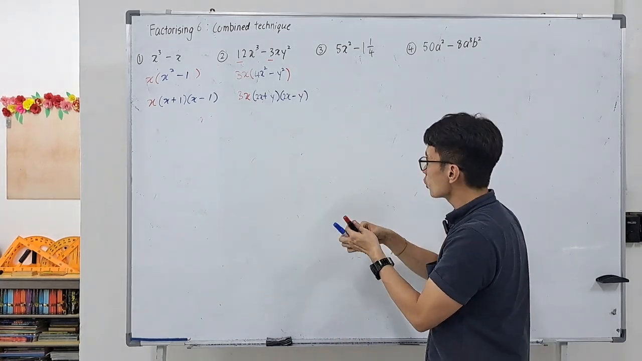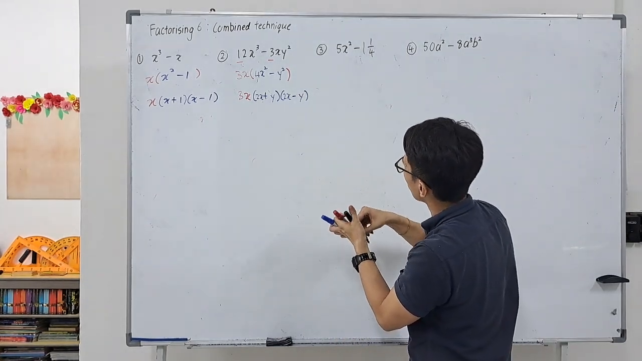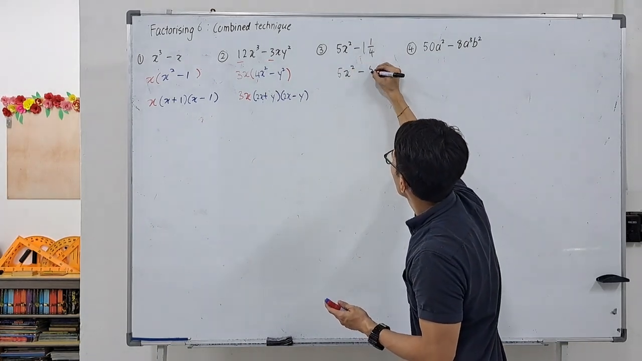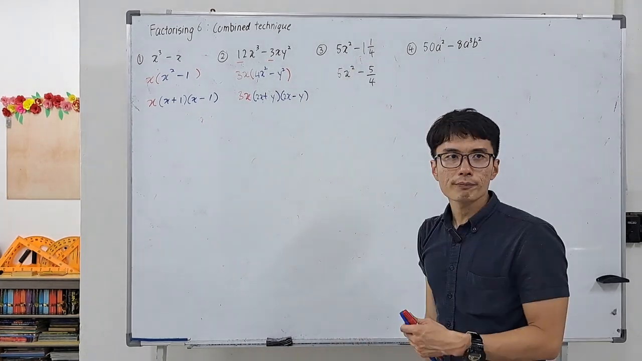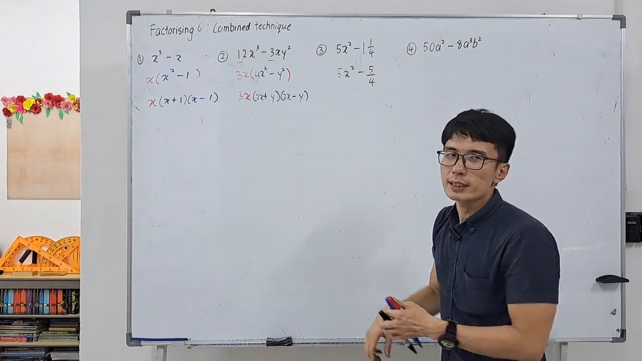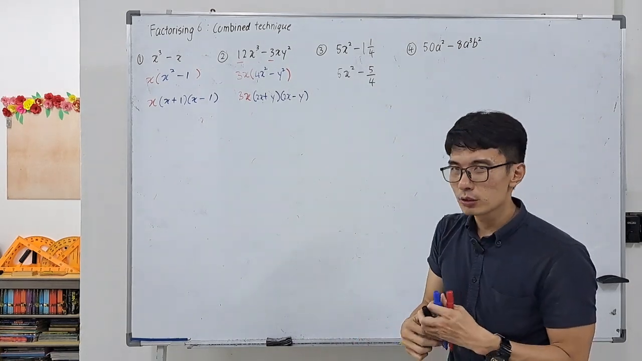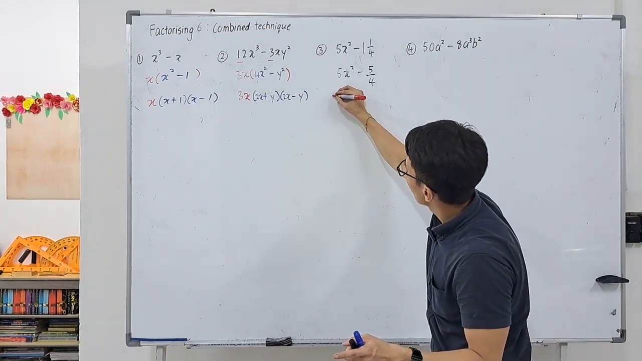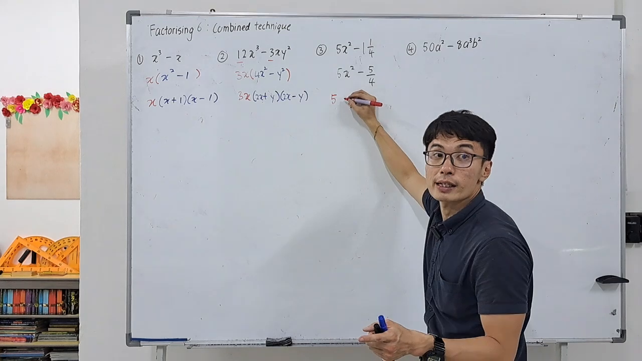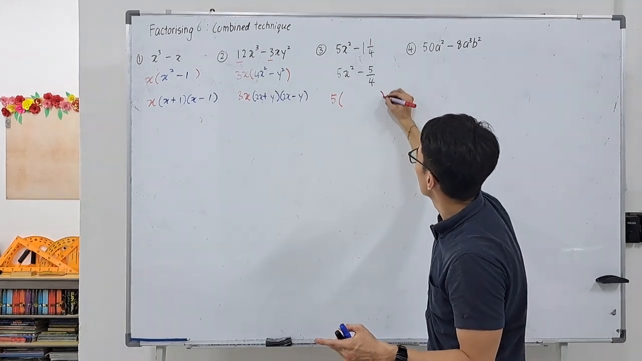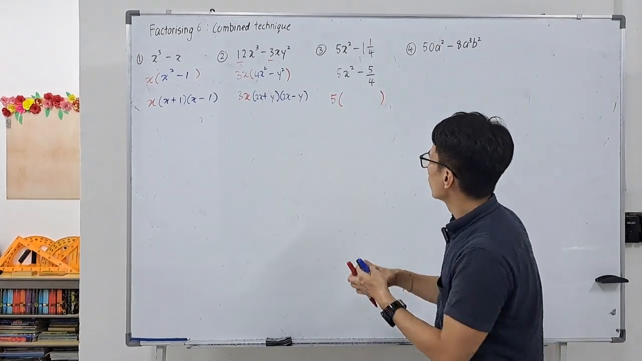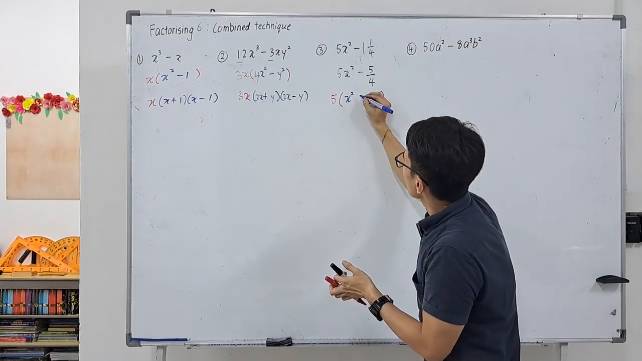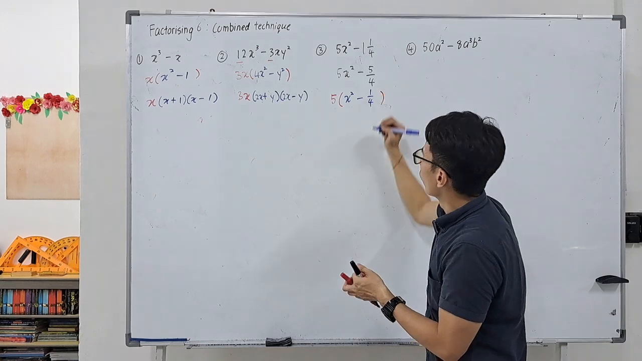So if I were to change this to the improper fraction, I should get something like this. I will get 5x squared minus 5 over 4, correct or not? Now, if we look at this, is there something common that I can extract out? All right, if you say yes, you're correct. So if I can take out 5, that's all I can take out. So if I take out 5, what's left in the bracket? What's left in the bracket is going to be x squared minus 1 over 4.